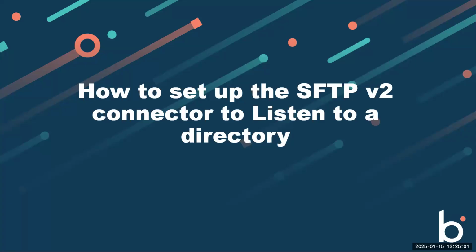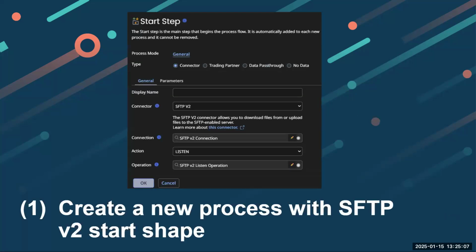In this video, I'm going to run through how to set up the SFTP v2 connector to listen to a directory. First, you create a new process with the SFTP v2 start shape, and you set the connector action to listen. You will not be able to set the listen action unless it is specifically the start shape in the process.